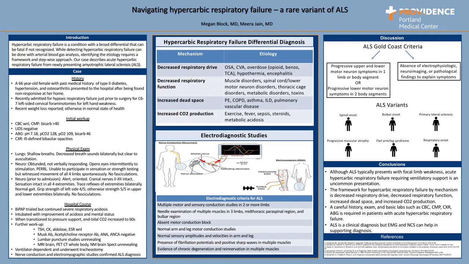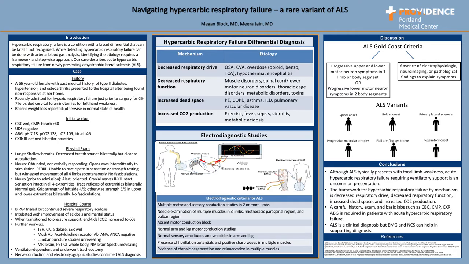Initial labs showed a normal CBC, CMP with a bicarb of over 40, UDS was negative, ABG with a pH of 7.18, PCO2 128, PO2 109, bicarb of 46, chest x-ray with ill-defined bibasilar opacities.